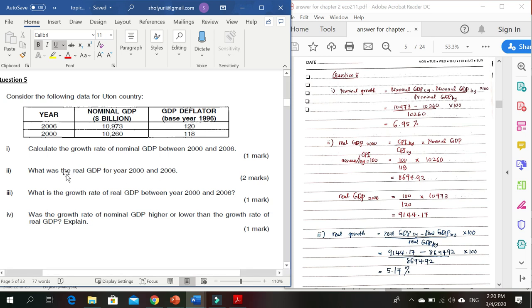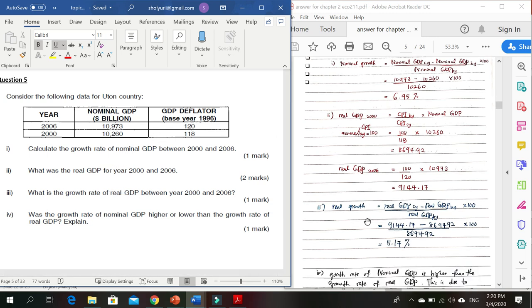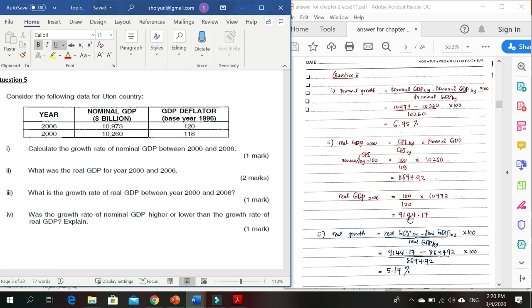Okay? And then, kita kira yang tadi tu. Okay, you dapat the figure there. Baru dia tanya, what is the growth rate of real pula? Tadi dia nak growth rate of nominal. Dia nak growth rate of real GDP pula. Okay? So, cumanya, the same formula cuma you tukar. Instead of nominal sekarang, kat sini jadi real. So, real GDP current year minus real GDP base year times 100. So, 9144.17. Okay? Decide. Okay? 2006 will be the current year. Okay, minus the base year 2000.